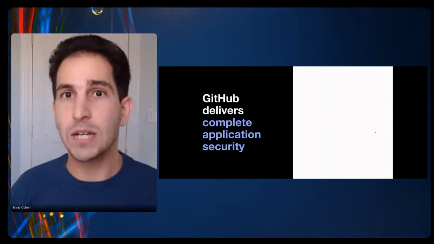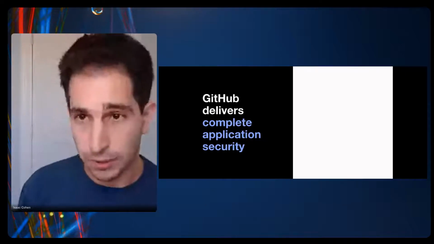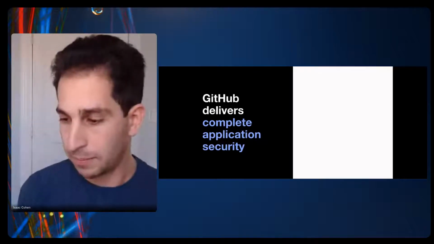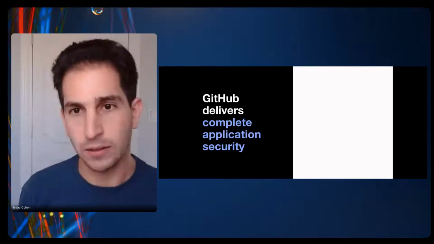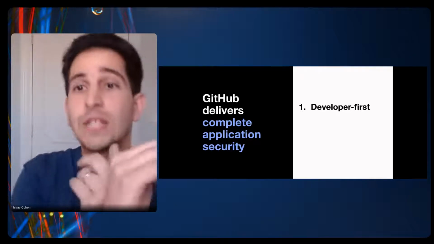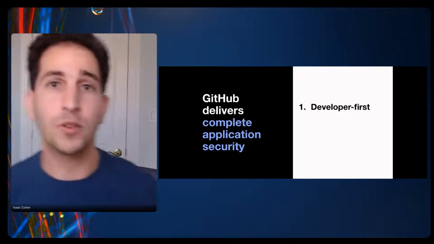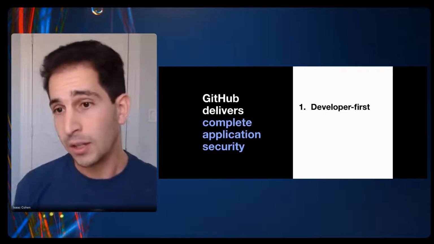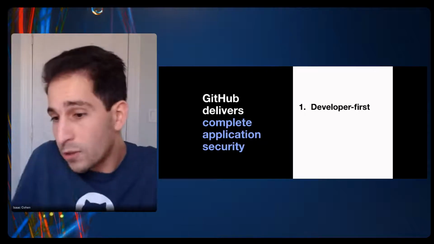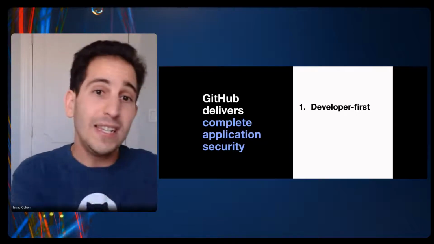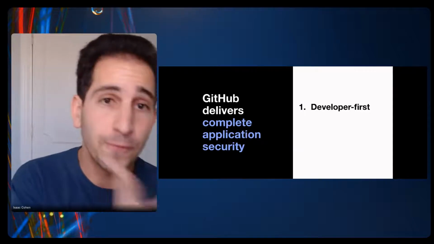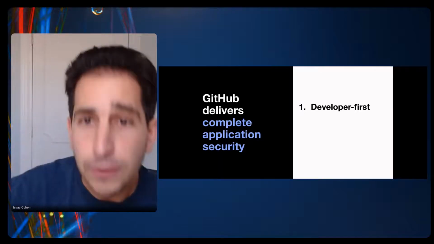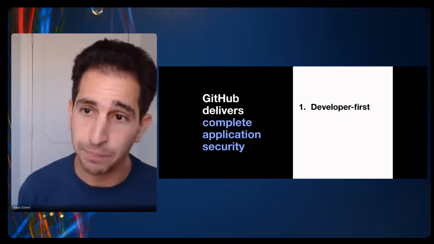GitHub delivers a complete application security solution. And there are a couple of key tenets that GitHub uses in all the things that we design. Number one, being developer first, right? Everything that GitHub tries to do is tries to make it as developer first as possible. If you want to fix issues faster, you need to rely on your developers to actually fix those flaws, to actually fix those security vulnerabilities, which is why we very much focus on the developers' lives.